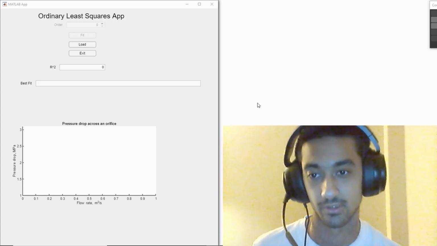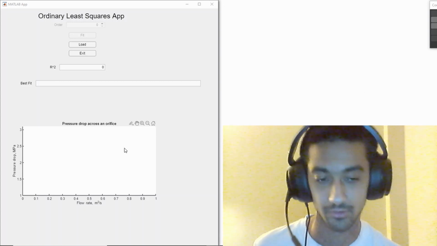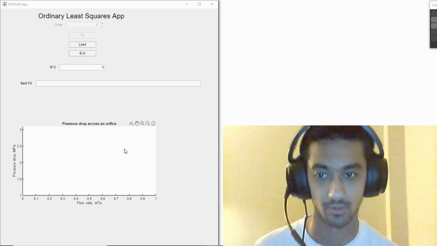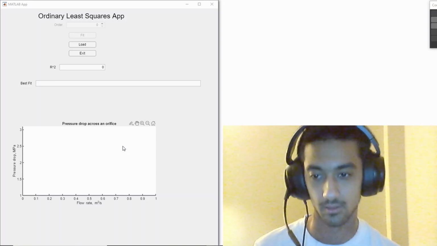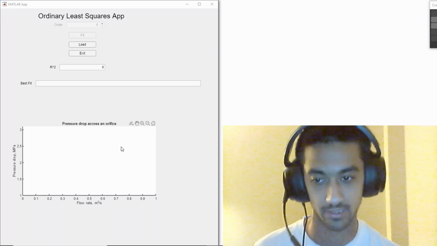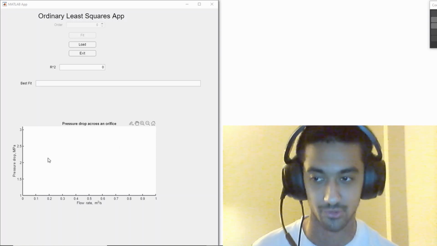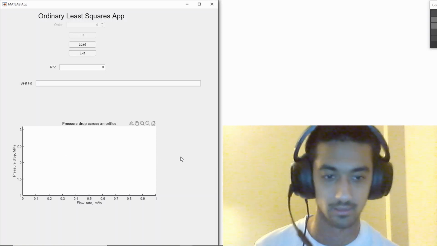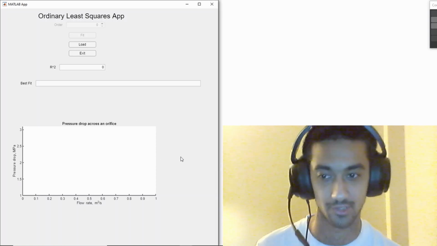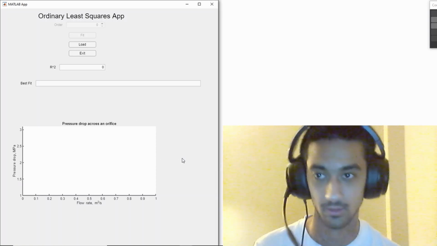As you can see from the graph over here, we're going to load some data of pressure drop across an orifice, where on the x-axis we have the flow rate in cubic meters per second, and on the y-axis we have the pressure drop in megapascals. This is the example we're using, but actually this can be any kind of data at all.